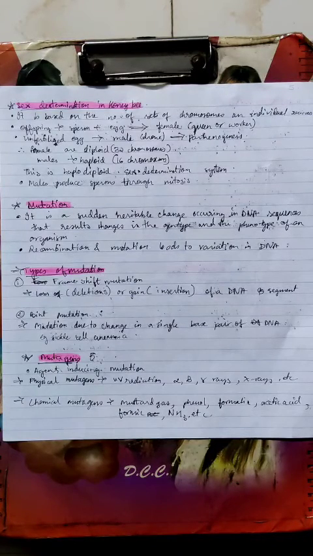Next, we will go to mutagens, that are agents inducing mutation. Physical mutagens: we have UV radiation, alpha, beta, gamma rays, X-rays, etc. Chemical mutagens: we have mustard gas, phenol, formalin, acetic acid, formic acid, and NH3, etc.